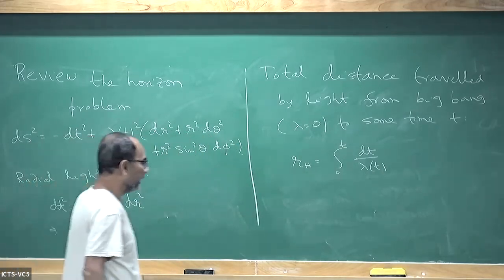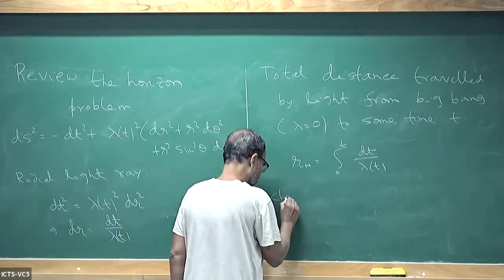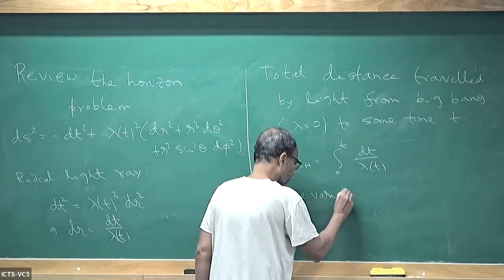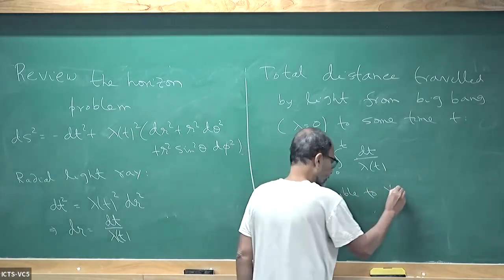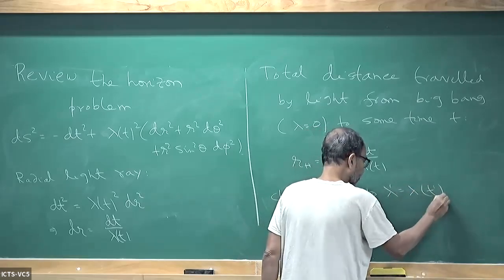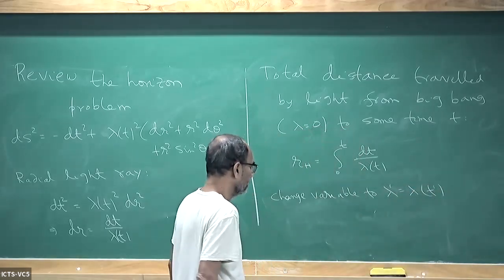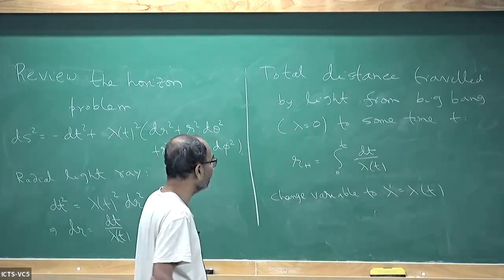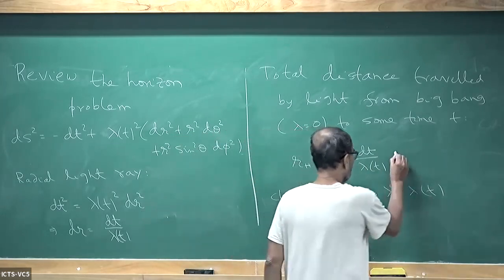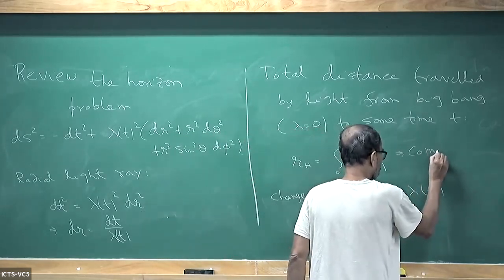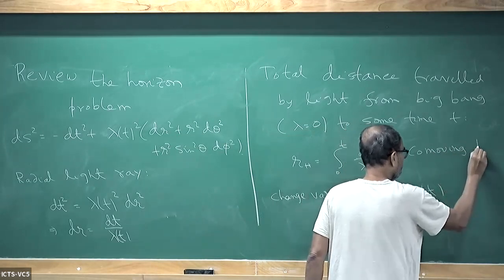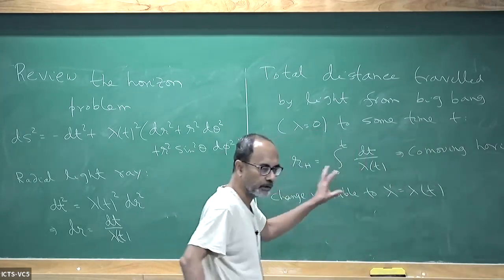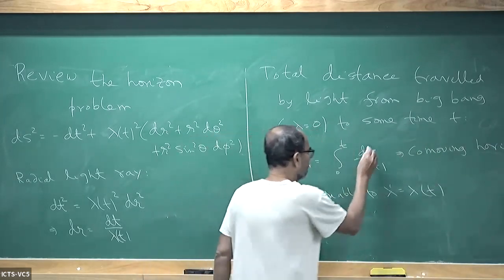And now you want to change variable to lambda prime, which is basically lambda of t prime. This is the total distance in today's co-moving horizon. So this is the co-moving horizon in today's distance. Okay, the physical horizon we can calculate by multiplying this by lambda of t, but we will not do that. Okay, let me write t prime here.